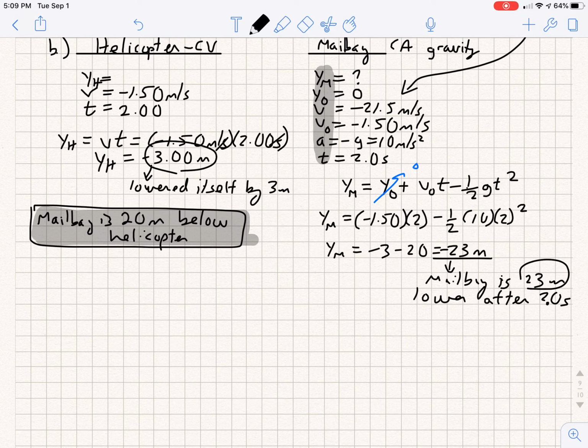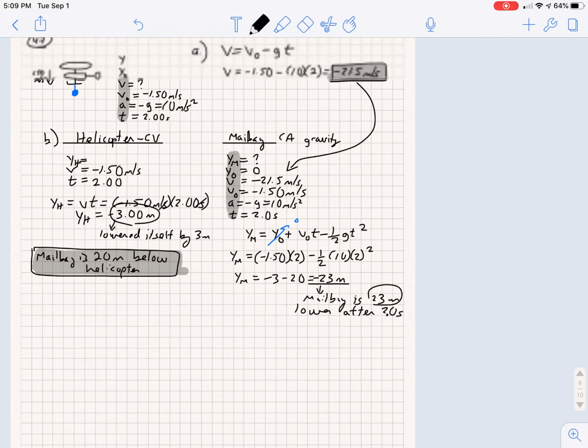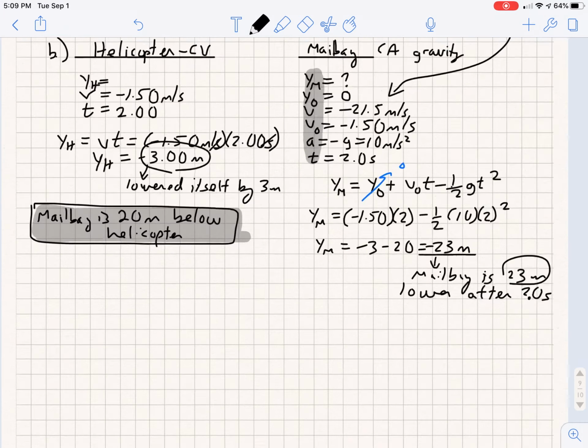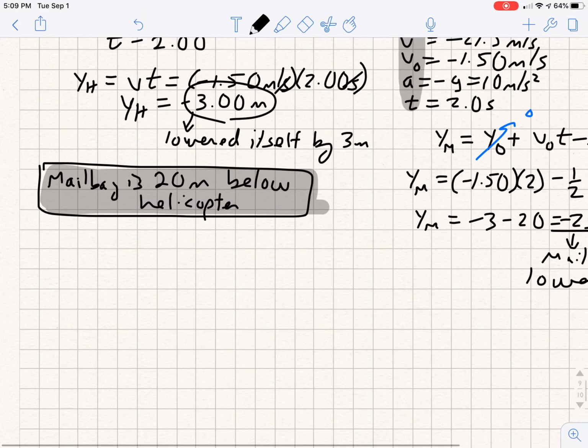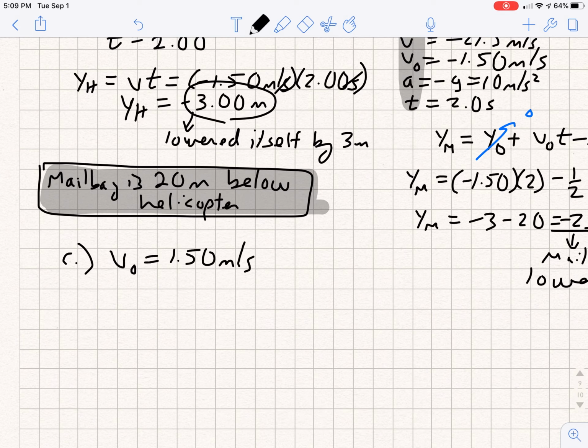Okay, lastly, for part C, we're going to repeat part A and B, but since we know what to do for part A and B, we know what equations to use, we're simply going to substitute one value, and that's this. For part C, the initial velocity is positive 1.5 instead of negative 1.5. In other words, instead of the helicopter lowering itself and releasing the mailbag, it's going to be rising and releasing the mailbag.